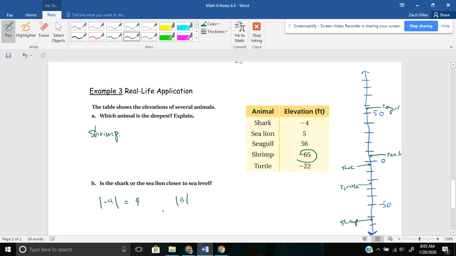This is 4 away from 0, or 4 away from sea level. And 5 is 5 away from sea level. Remember the distance. And which one is closer to sea level? Which one is closer to 0? Well, 4 is closer to sea level. So the shark is closer to sea level because it's only 4 feet away. Even though it's underneath the sea level, it's still only 4 feet away, whereas the sea lion is 5 feet away, or 5 feet above sea level. Right. Hopefully that makes sense.